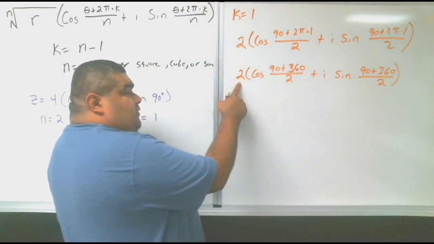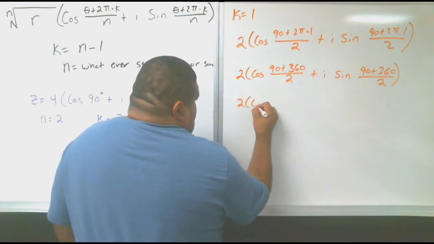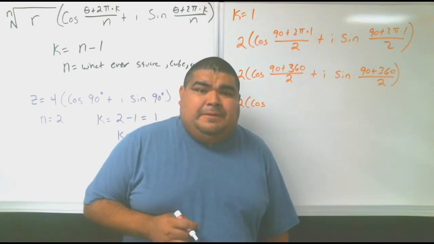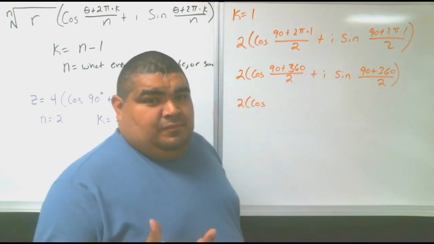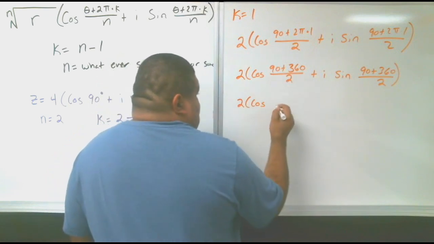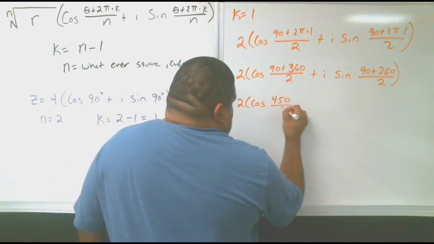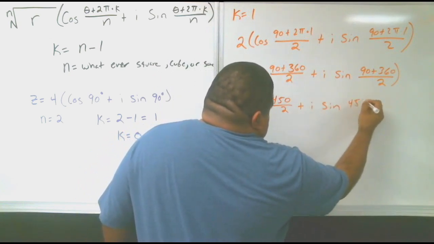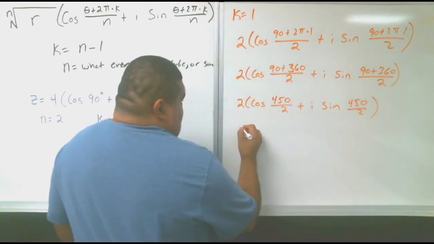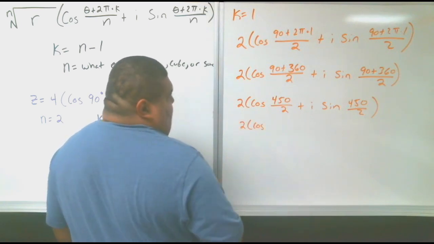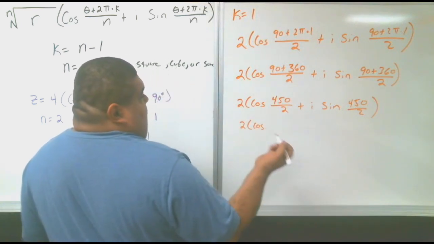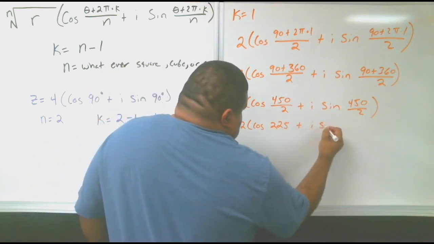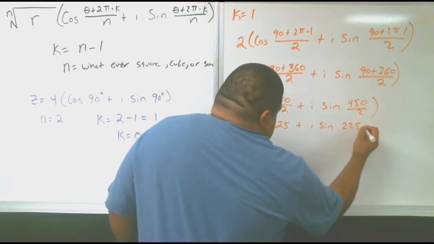Okay? Since we're not doing anything to the outside yet, we have 2 cosine of 90 plus 360. That's 450 divided by 2, plus i sine of 450 divided by 2. So 2 cosine of 450 divided by 2, half of it is 225, plus i sine of 225.